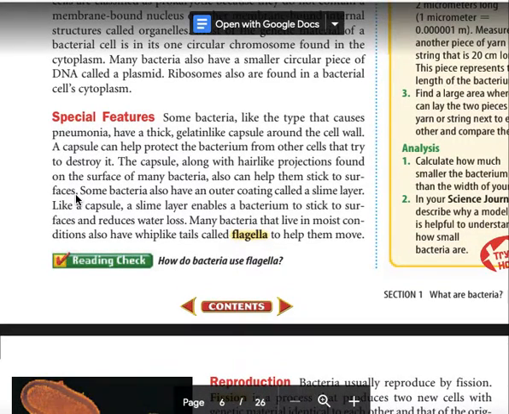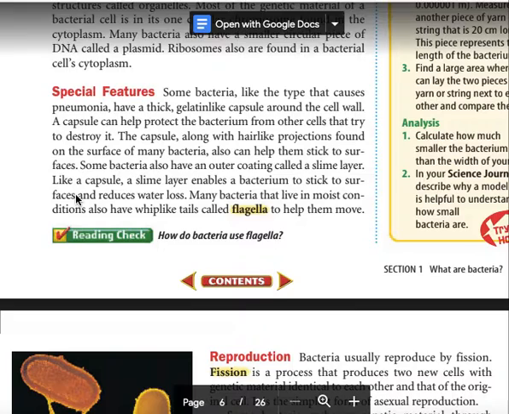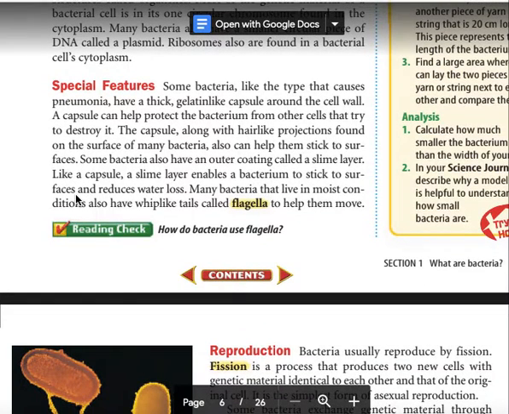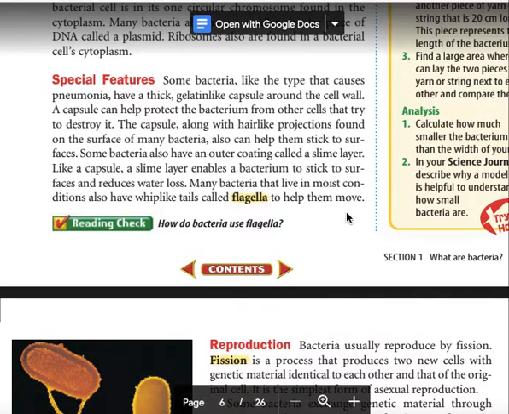Some bacteria also have an outer coating called a slime layer. Like a capsule, a slime layer enables a bacterium to stick to surfaces and reduces water loss. Many bacteria that live in moist conditions also have whip-like tails called flagella to help them move. If they don't have flagella, they use air currents, like wind or water, to carry them around, or they stick to things like clothing or fur.